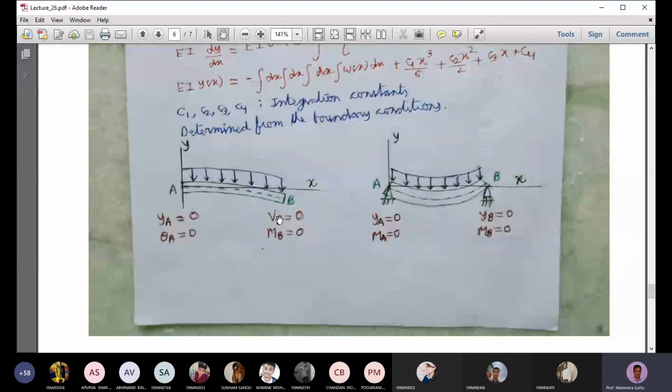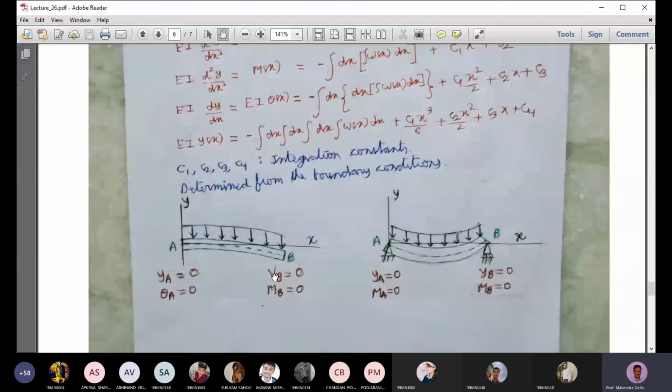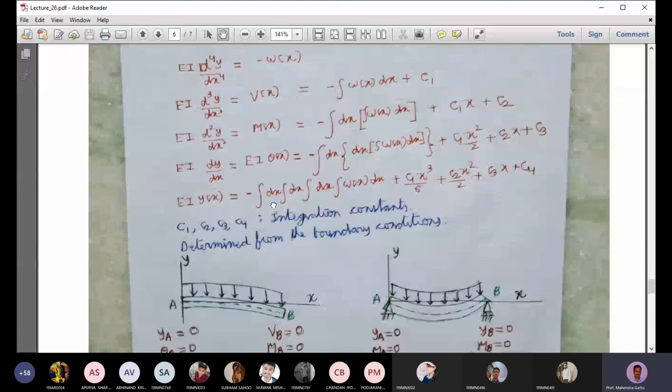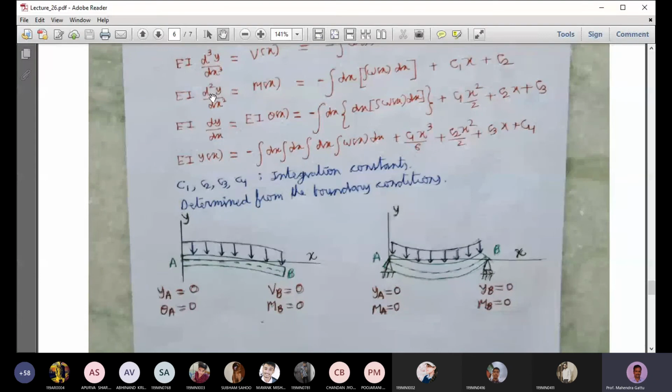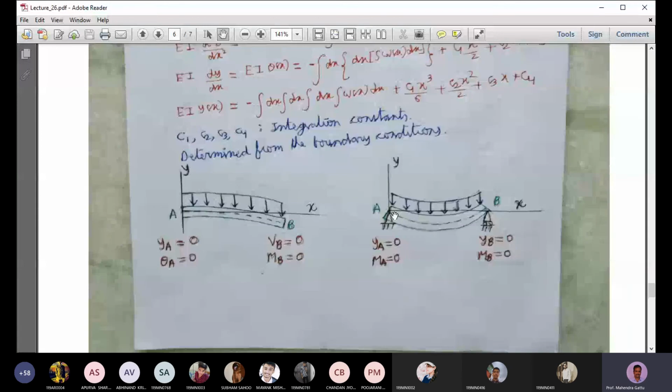So VB is 0 means the third derivative, EI d cube y by dx cube at x is equal to L is 0. And MB is 0 means EI d square y by dx square at x is equal to L, that is M of x at x equal to L, is 0. So using those four equations, we can find those four integration constants. So this is regarding the cantilever beam. Suppose you have a simply supported beam. So again, two boundary conditions will be that yA is 0, yB is 0.